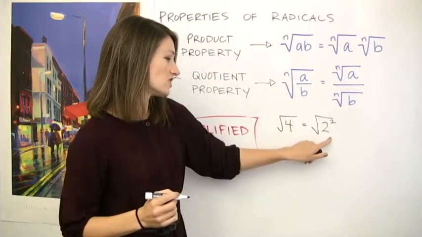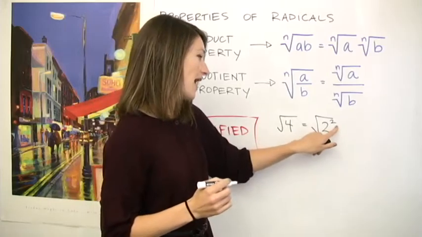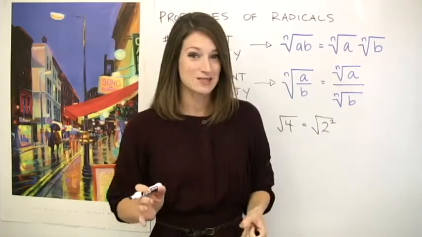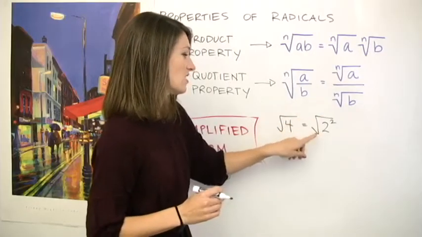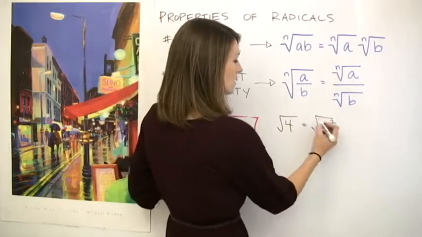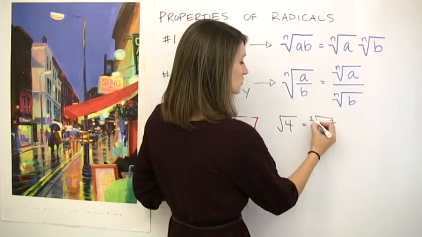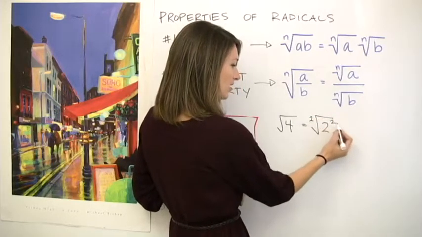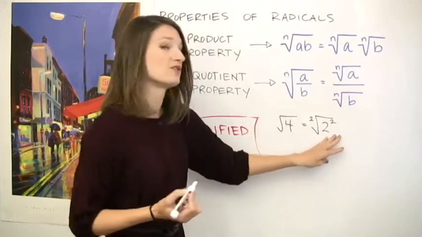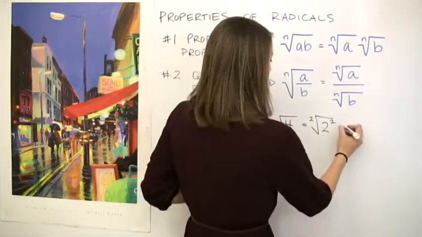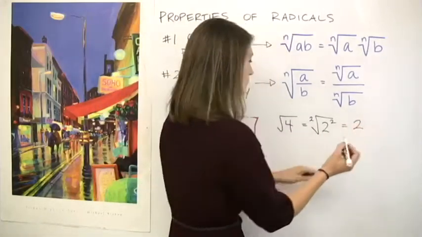So the power for that factor can't be equal to or greater than the index of this radical sign. Essentially the index of this radical sign here is 2, so we have an equality here. So we need to make sure that we simplify this radical even further, and that would give us 2.